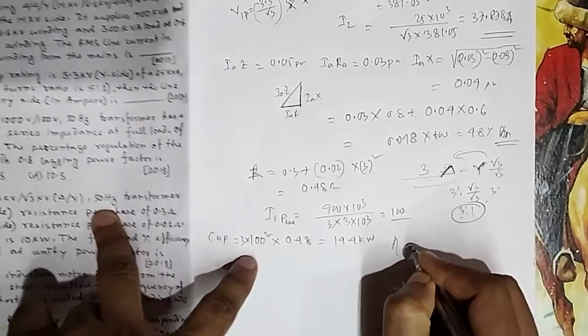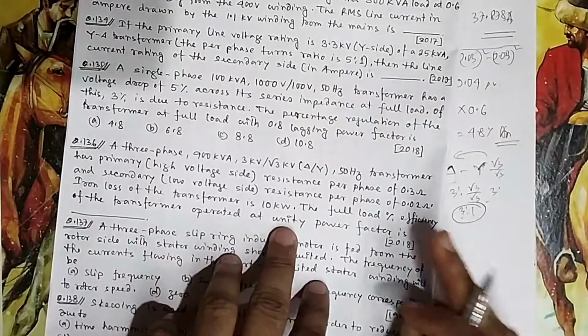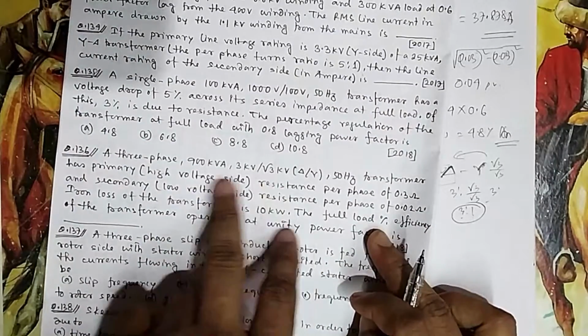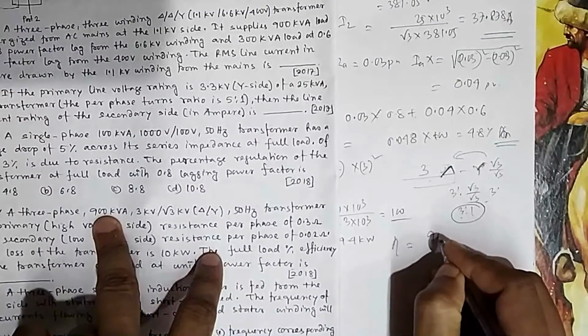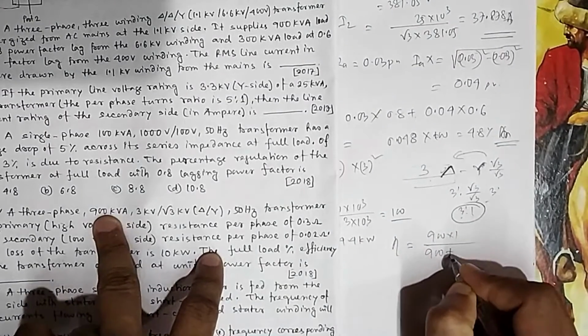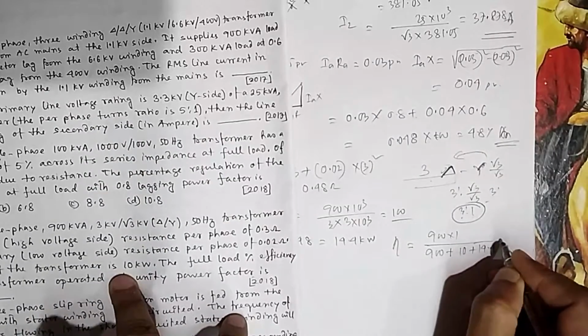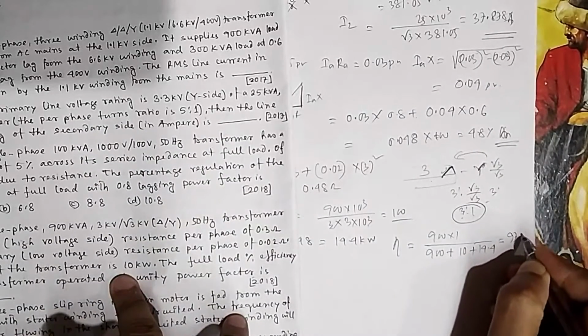So your efficiency will be equal to, what is your output, they are giving at unity power factor, operated at unity power factor, full load. So that means 900 kVA into 1, unity power factor means 900 kilowatt. So 900 kilowatt plus your iron loss is 10, copper loss is 14.4. So you will get it is 97.36%.